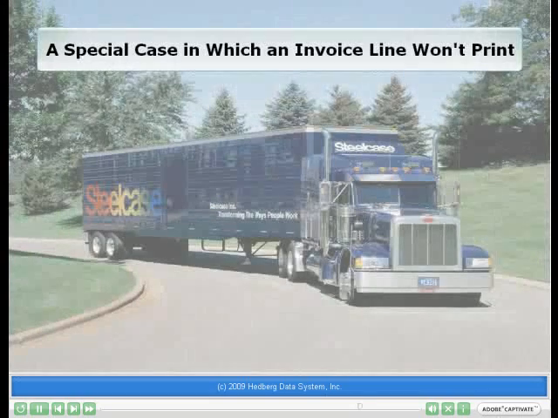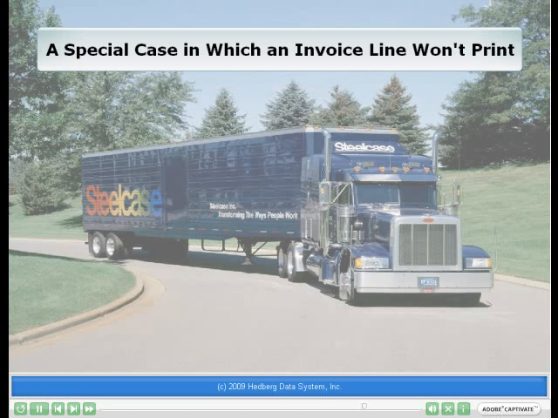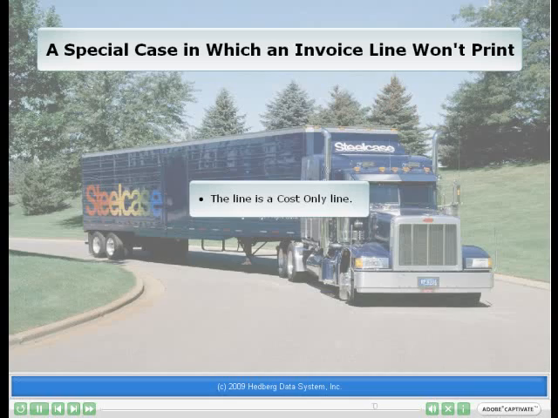A common reason why an order line will not print on an invoice and no message appears on the print log is that the line is a cost-only line. Cost-only lines print on a separate page of the invoice only if the Print Cost-Only Invoice program option is active.